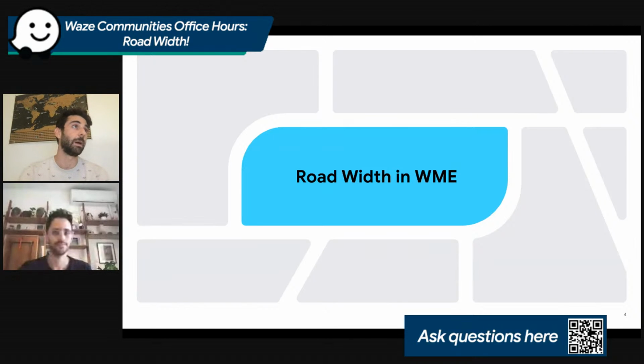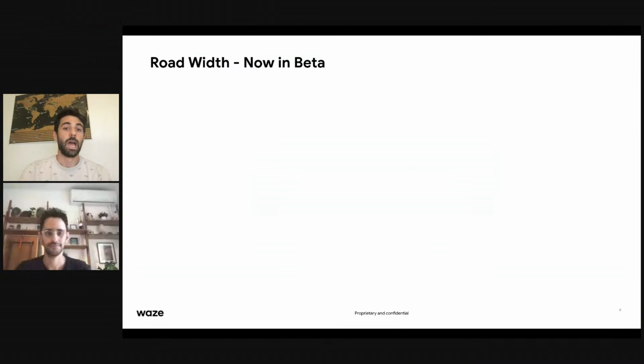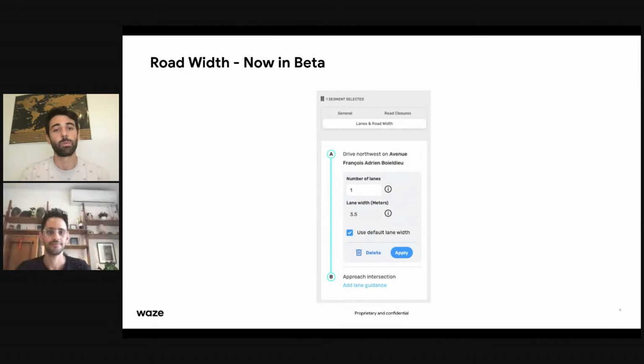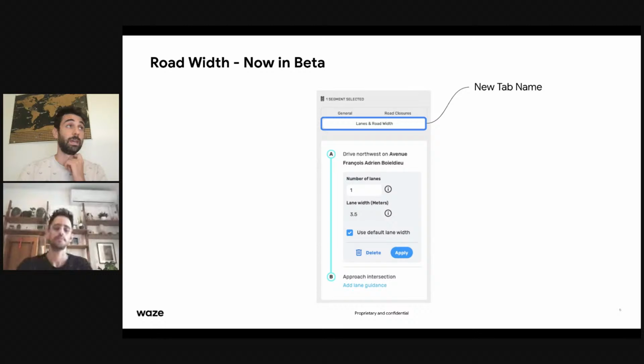So road width in WME. That's how the road width panel in WME looks. This is currently available in WME beta, meaning our beta testers are testing it and providing feedback and suggestions. So first and foremost, we renamed our tabs. It used to be the lanes tab, and now it's the lanes and road width to reflect the change.